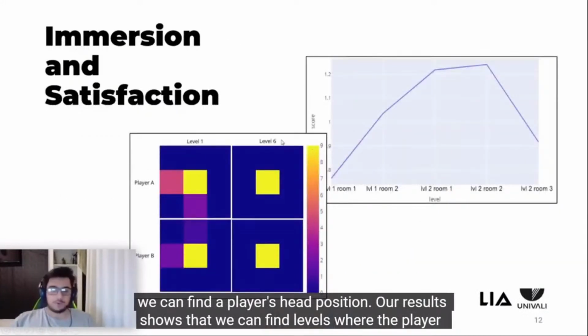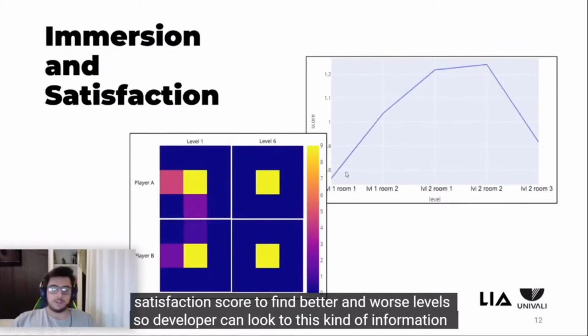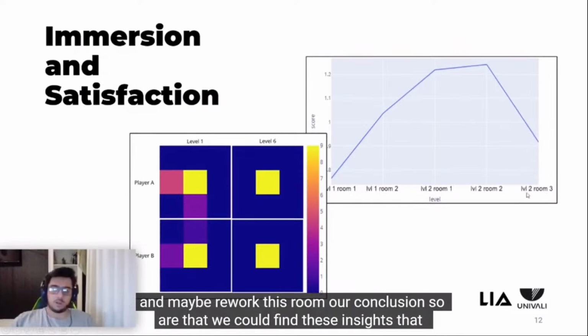Our results show that we can find levels where the player is not so interested or immersed in the game. Another thing we can see is, for example, we can use the satisfaction score to find better and worse levels. So the developer can look at this kind of information and maybe rework this room.